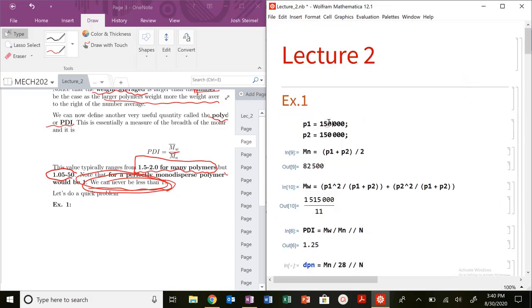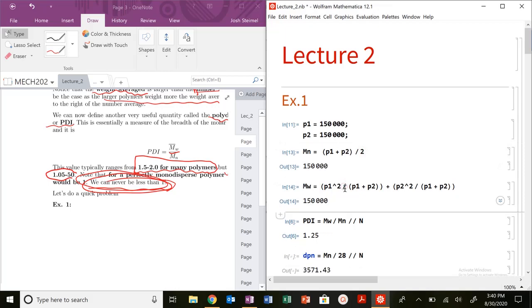So let's make these equal. Actually, our PDI will just be 1, as you might anticipate. But we never really hit that, there's always going to be some distribution. You see that PDI grows the larger that difference is. So if we have 10,000, again, it's related to that width of the distribution. We have 10,000, you see PDI is going to grow.